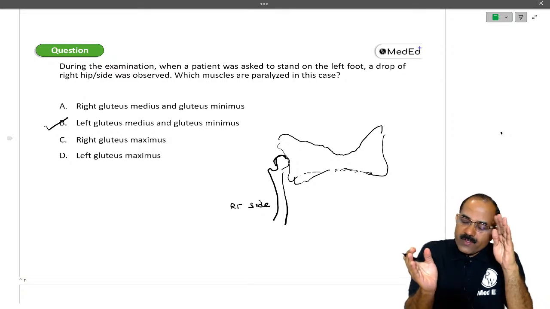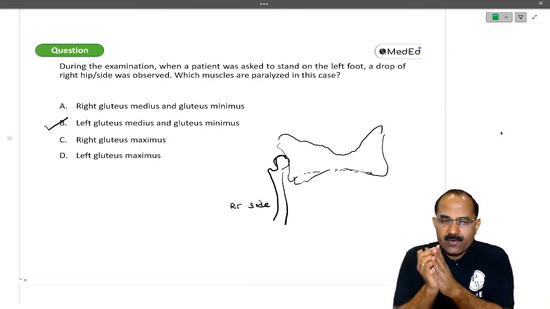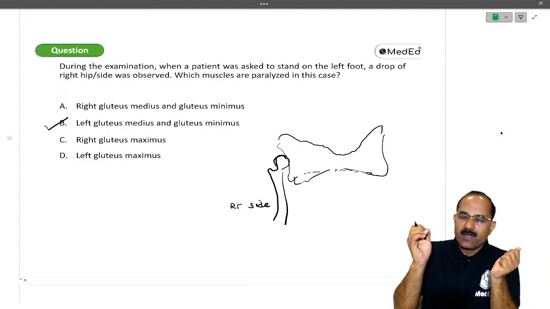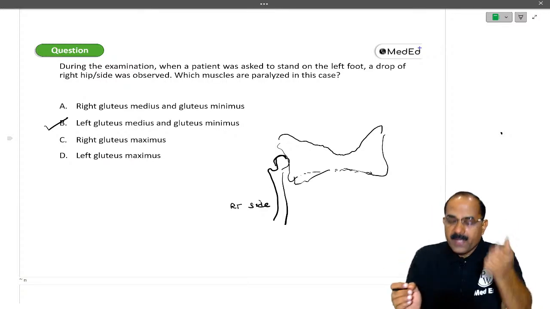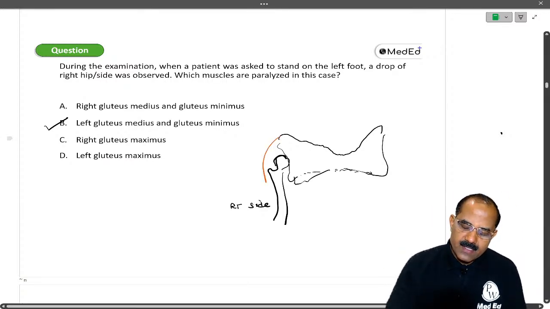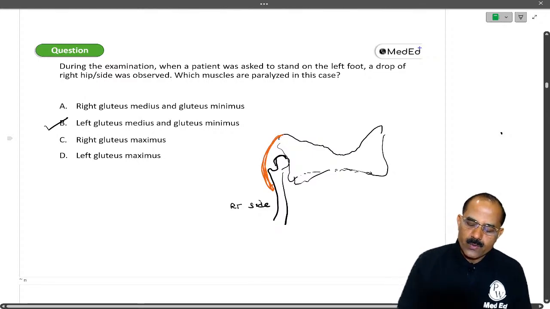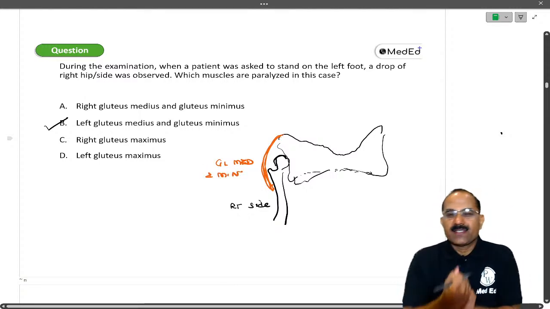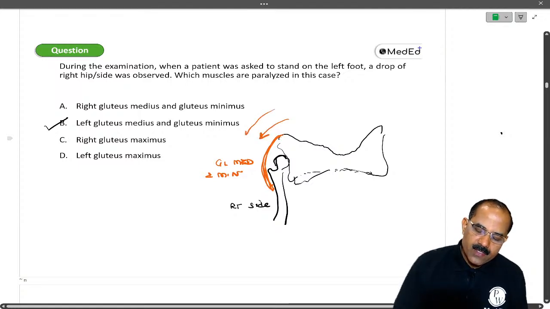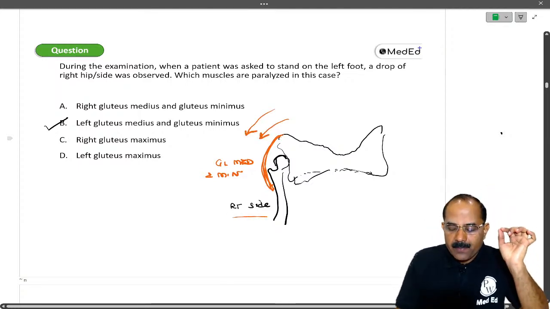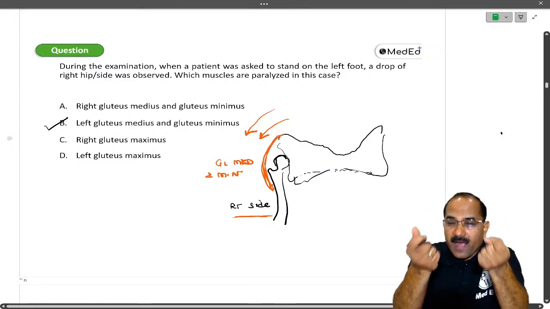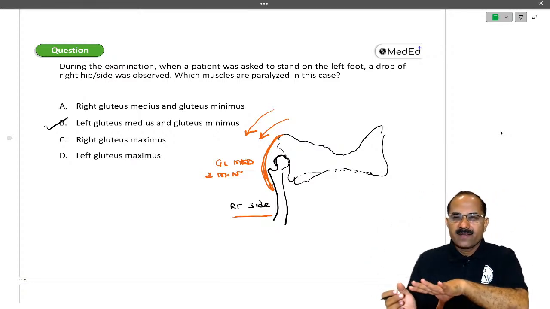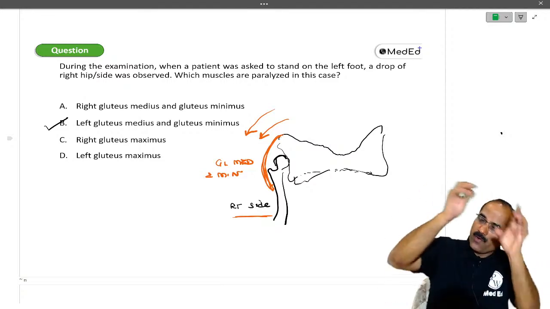So the pelvis should fall on which side? The person is standing on the right leg and the left leg is off the ground, so the pelvis on the left side should fall down, right? The left side pelvis should fall because there is no support on the left side. Why? Because the gluteus medius and minimus of the right side contract and pull the pelvis on this side. So if a person is standing on the right leg, which gluteal muscles are acting? The right-sided gluteus medius and minimus are preventing the pelvis from falling on the left side. The gluteal muscles of the same side are preventing the pelvis from falling on the other side.